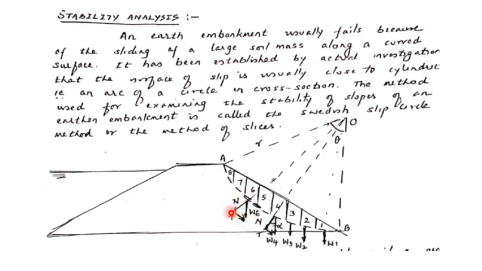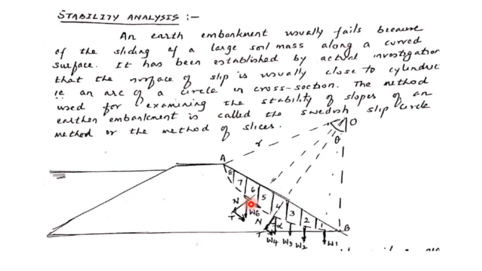Now the weight is resolved into two components, a normal component as well as a tangential component. We find that the component N will pass through the center O and hence doesn't produce any moment. Similarly, for each slice, the component N will pass through the center O and hence doesn't produce any driving moment, but the driving moment is produced only due to T. So T is acting at a distance r.